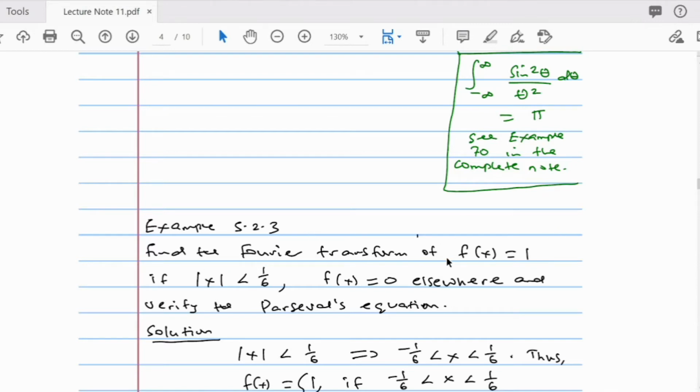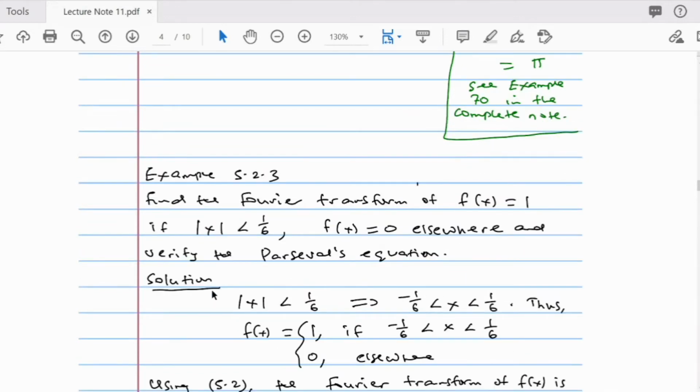So f of x is defined as 1 if the modulus of x is less than 1 over 6, and is 0 elsewhere. You must first of all find out your intervals of integration. Modulus of x less than 1 over 6 implies minus 1 over 6 less than x less than 1 over 6. So f of x is equal to 1 if minus 1 over 6 is less than x less than 1 over 6, and it is 0 elsewhere.